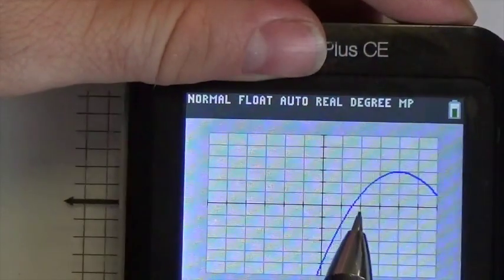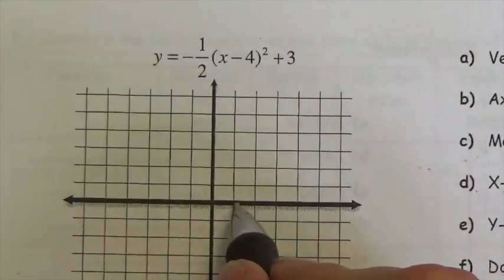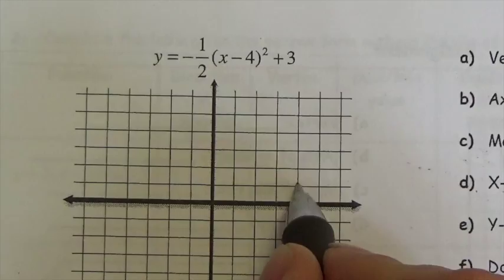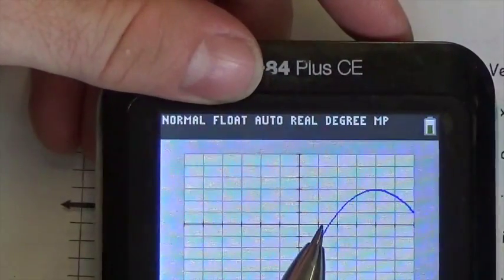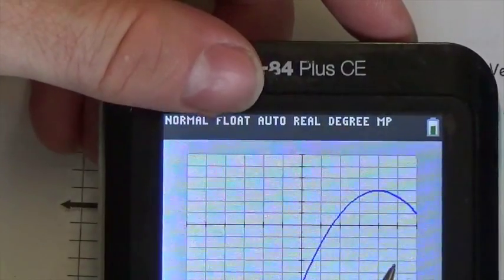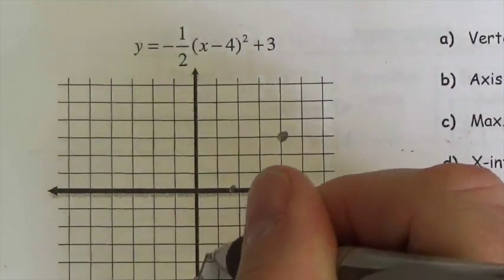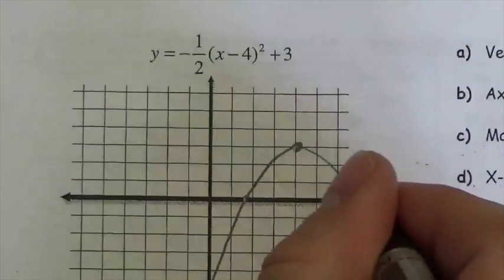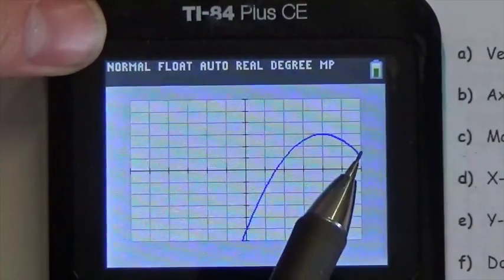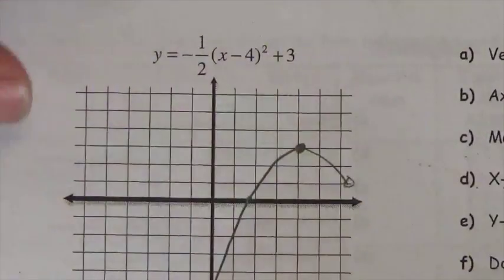Okay. Looks like we've got our vertex here at 4, 3. But I knew that because I could tell from the equation. And my first x-intercept there looks like it's roughly close to 1.5. So my parabola, when I put these together, is going to look something like this. Now, it goes right to the edge of the screen and then goes off. I know there's another x-intercept out here, but I can't see it. We're going to talk about that in a second.